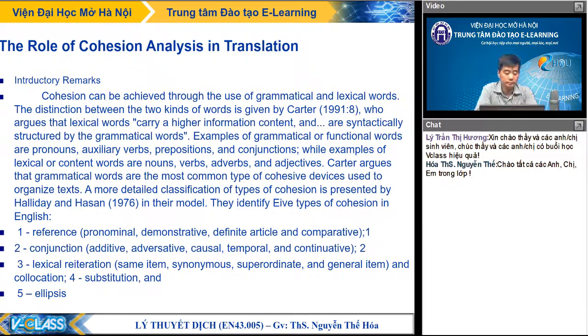And third, we have lexical reiteration. Remember the condition that we have to repeat the same item, synonymous, and superordinate and general item. And also we have 2 patterns of collocation. Collocation and substitution, ellipsis. And those are the things that try to create cohesion in English.